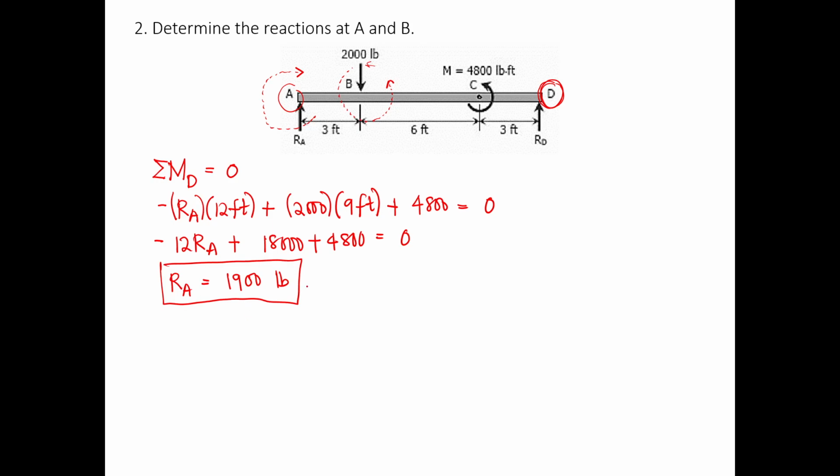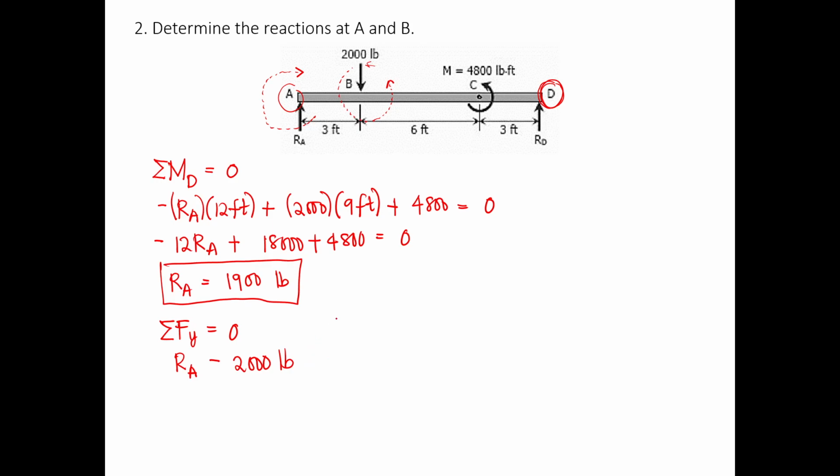Okay, so next we're going to use the summation of forces vertical, diba? One directional force equation, and that will be in the y direction because our parallel force system is in the y aspect. So summation of forces y equals 0. So we can go from left to right. So RA going upward is positive, then minus 2,000 pounds negative downward.